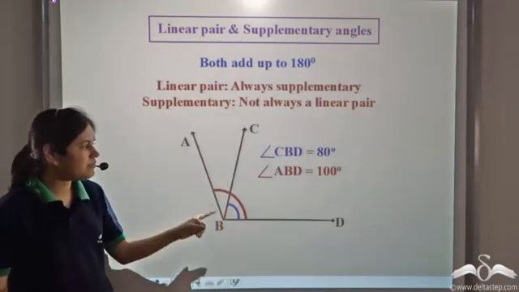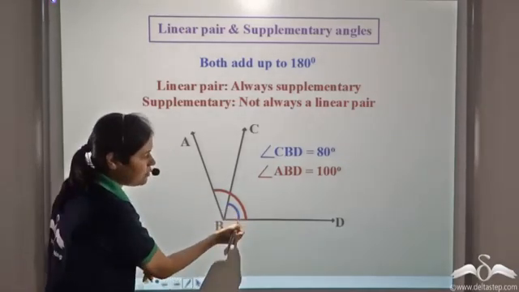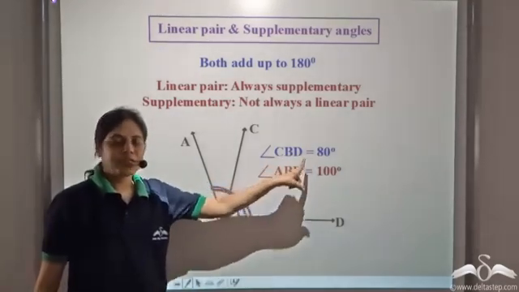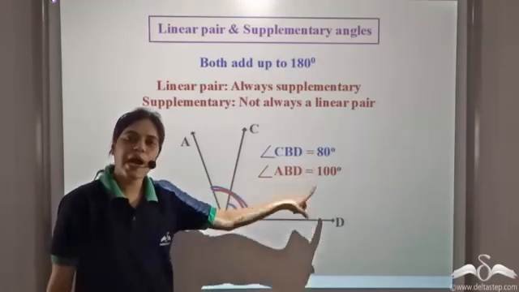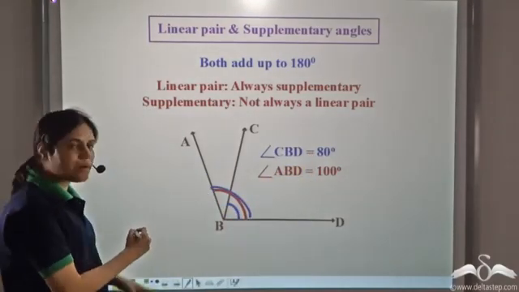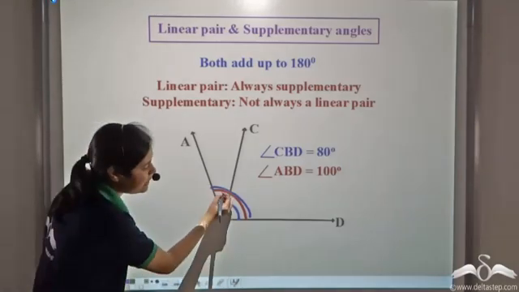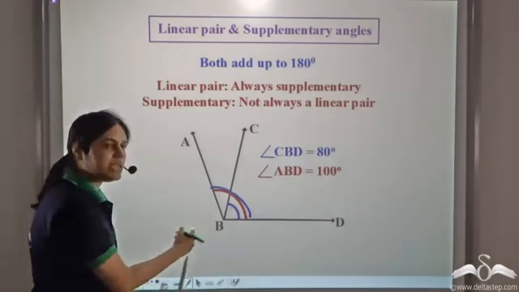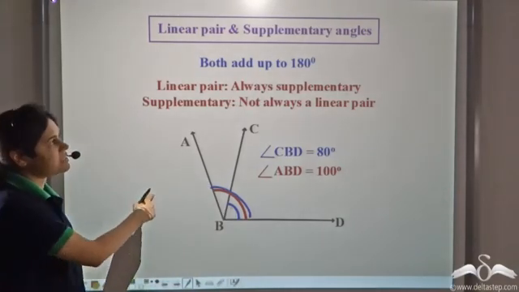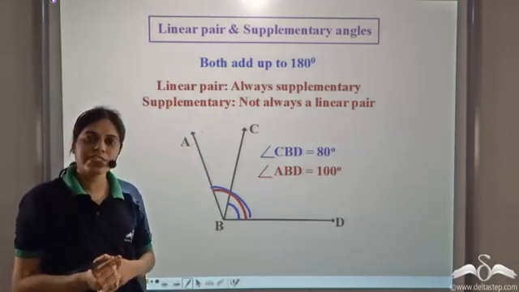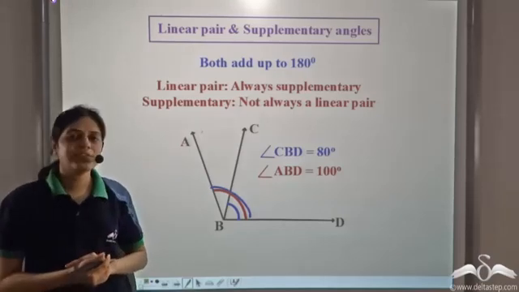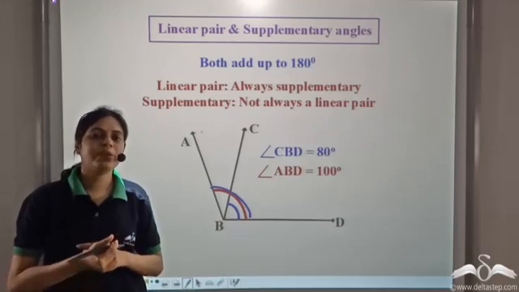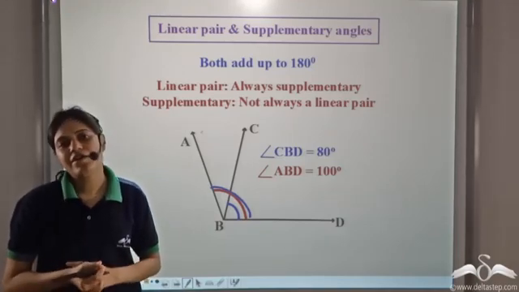Now look at these angles. Angle CBD, which is this angle, and angle ABD, which is this angle. CBD is 80 degrees and ABD is 100 degrees. So they add up to 180. Hence, they are supplementary. But we can clearly see that they are not adjacent. So they do not form a linear pair. So we can say that the linear pair angles are always supplementary, but supplementary angles may or may not be a linear pair. In fact, supplementary angles will be a linear pair only if they are adjacent.